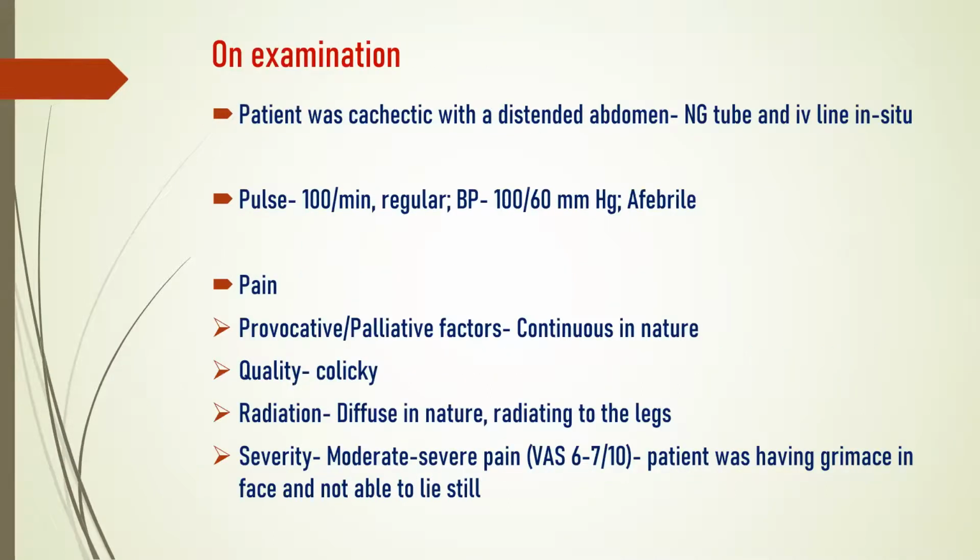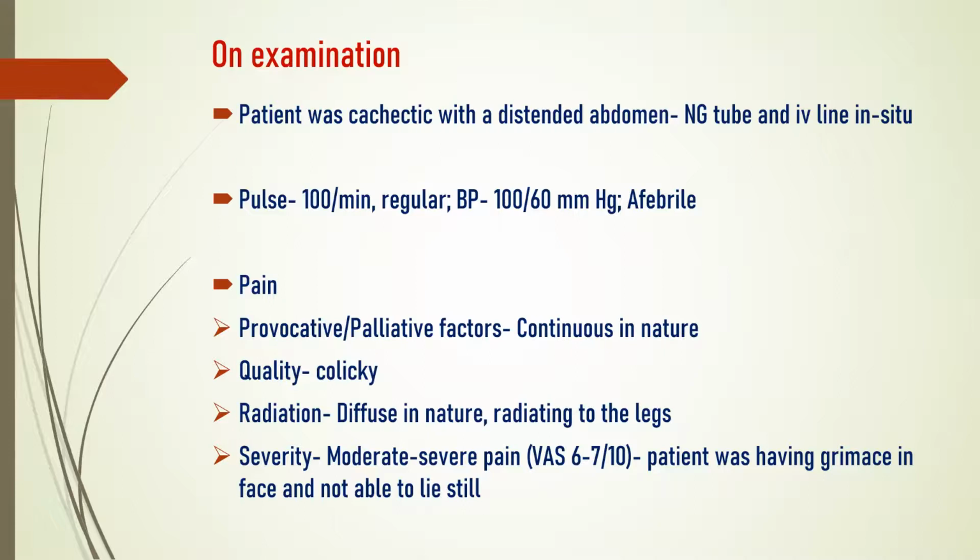Slide, please. On examination, the patient was cachectic with a distended abdomen. There was an NG tube and an IV line in situ. She was mildly tachycardic. Her pulse rate was around 100 per minute, regular. Blood pressure was around 100 by 60 millimeters of mercury. She was afebrile.